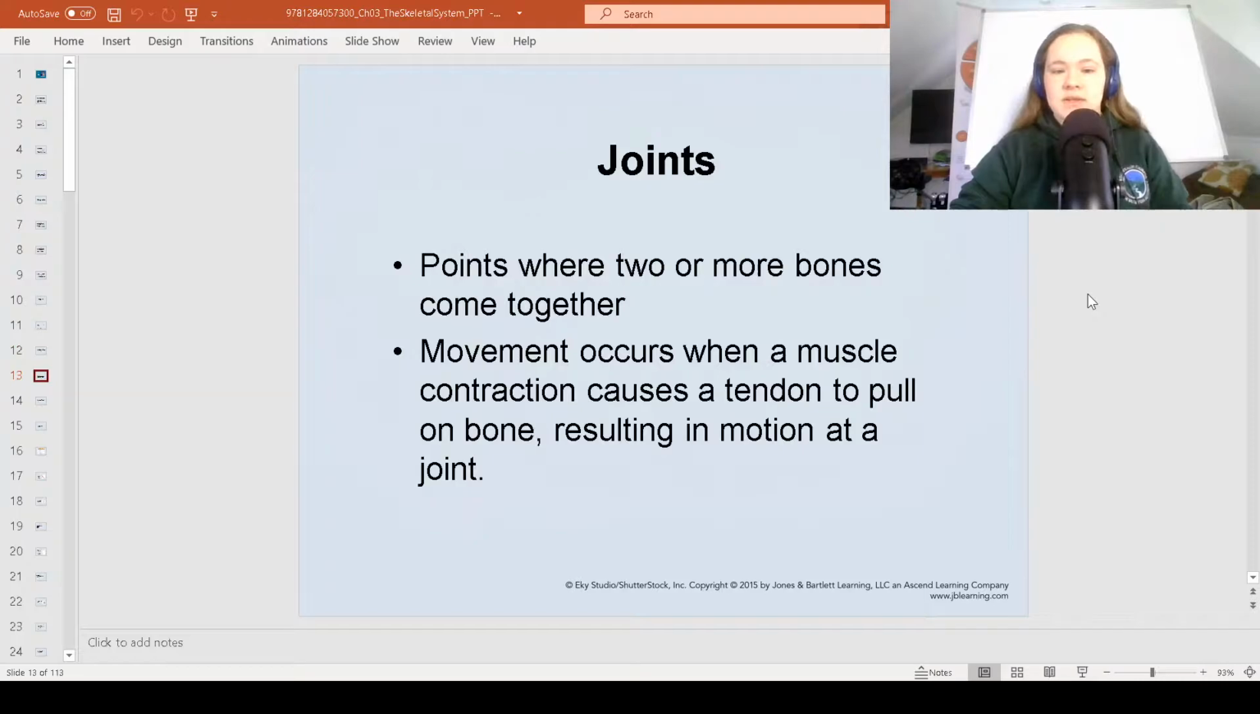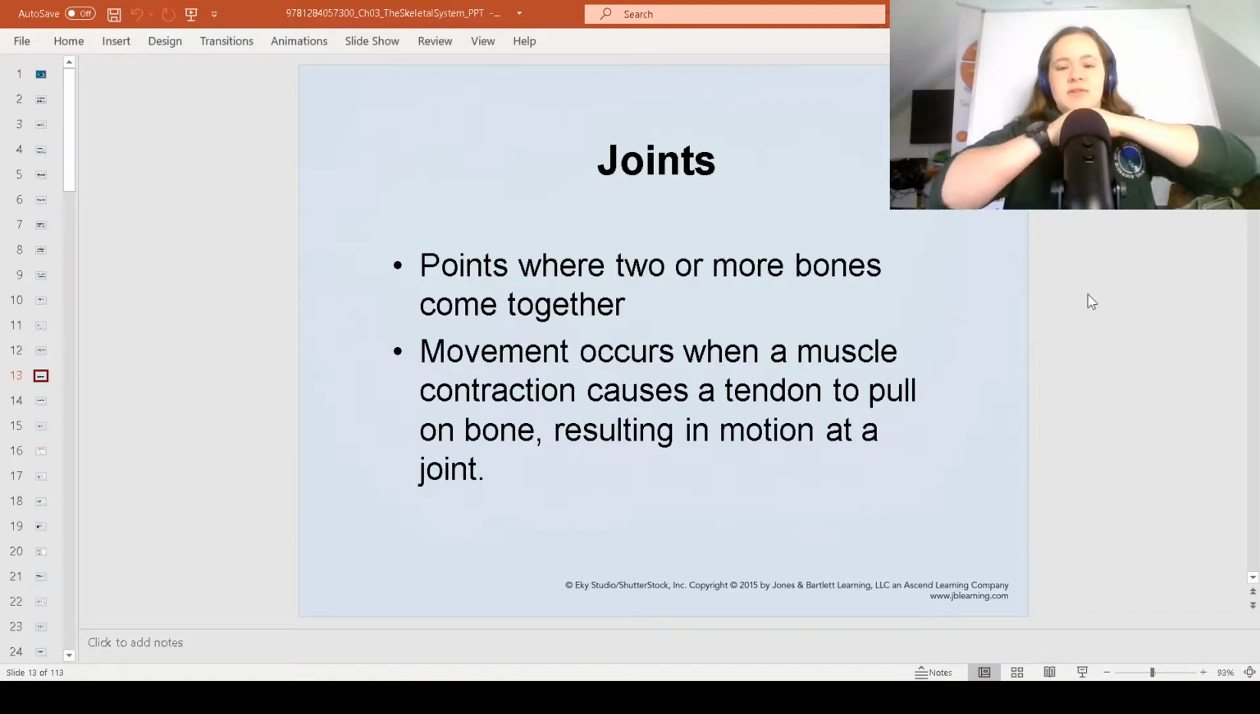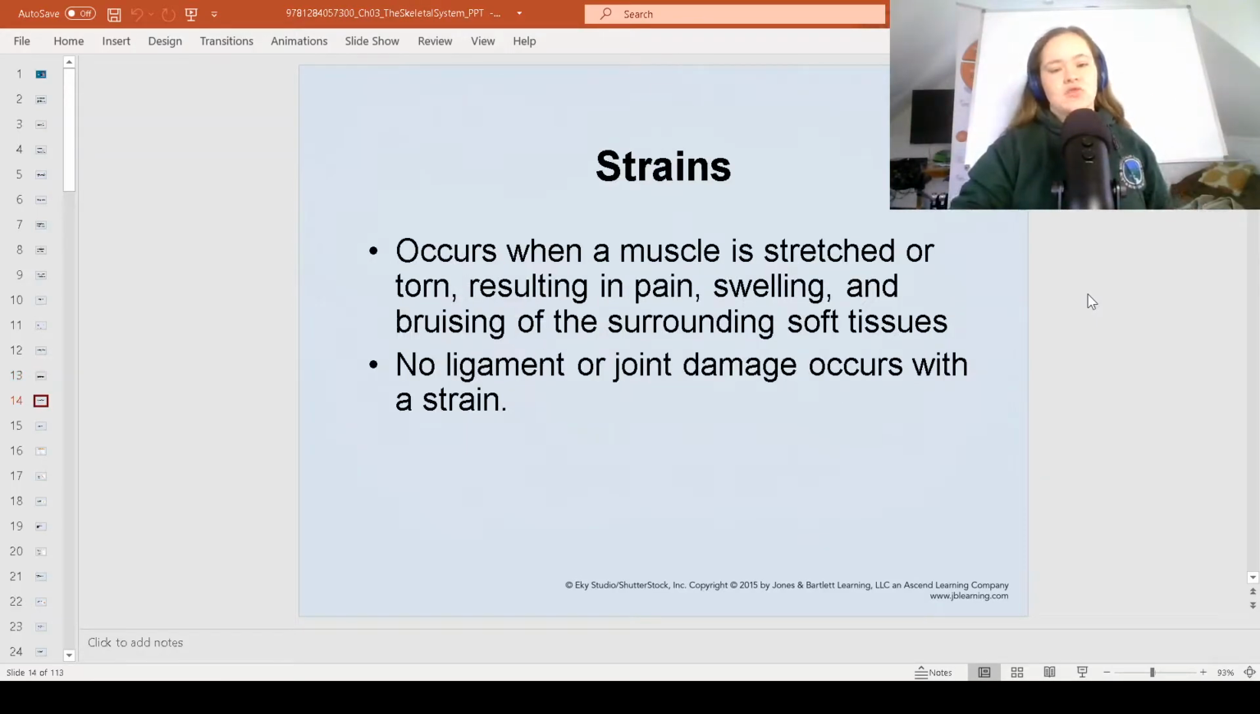And for joints, the joints are where two bones come together. Movement occurs when a muscle contraction causes the tendon to pull on a bone, resulting in motion at a joint. Strains occur when a muscle is stretched or torn, resulting in pain, swelling, and bruising of the surrounding soft tissues. No ligament or joint damage occurs with a strain. It is possible to have a strain and a sprain at the same time.